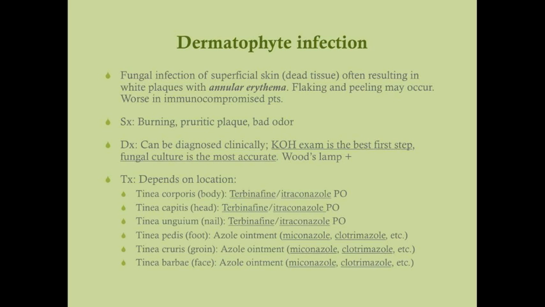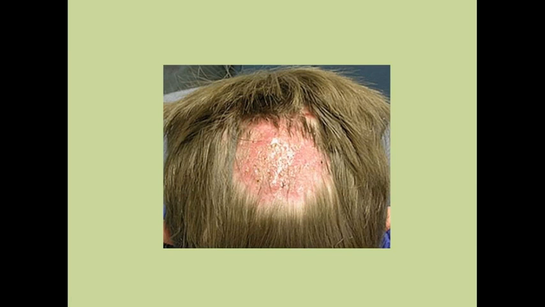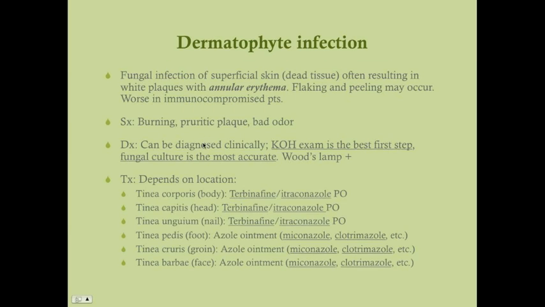But the annular erythema you will see, and that's the redness around, it's sort of a circular redness or a semicircular redness. And so you see it here, you see the white plaques which are surrounded by a redness in his skin. The symptoms the patient may complain of are itching, they've got a plaque, it might burn, and it might have a bad odor depending on where it's at.